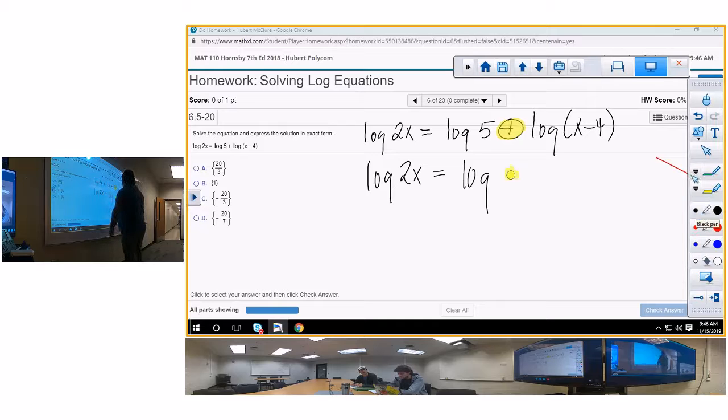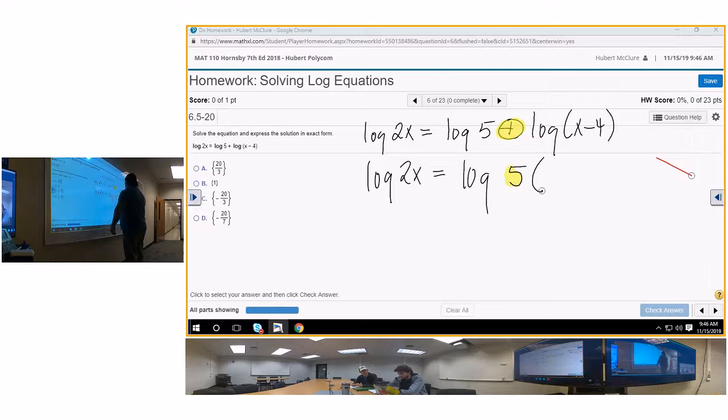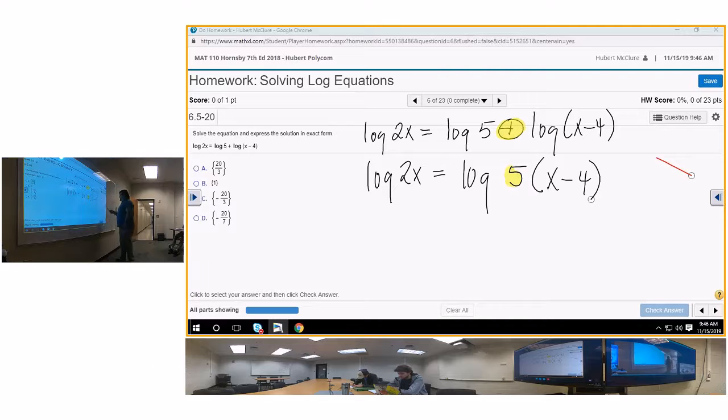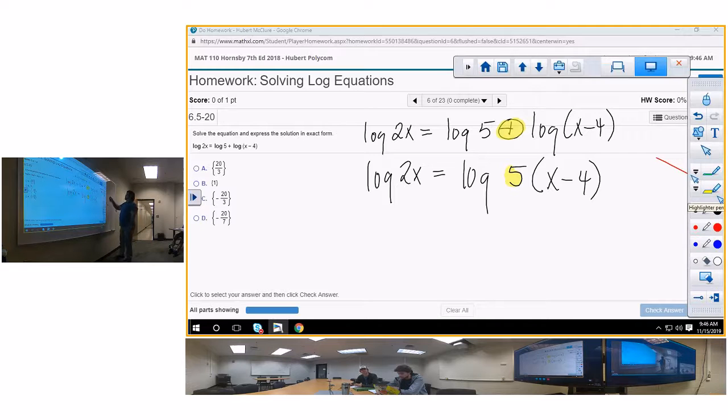5 times x minus 4. Now, I'm going to check with the class because y'all seem to tell me I do stuff wrong at the very end of the problem, so I want to make sure that I didn't have a dyslexia moment.